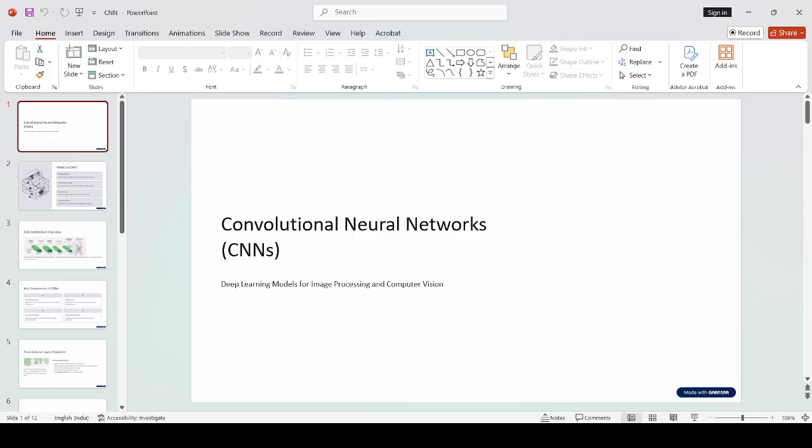In this presentation, we will understand what a CNN is, its architecture, convolutional layers, filters, stride, padding, pooling layers, activation functions, fully connected layers, and finally, how all these components work together to produce a prediction.